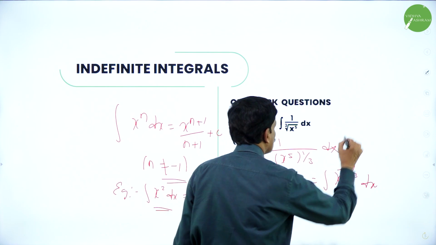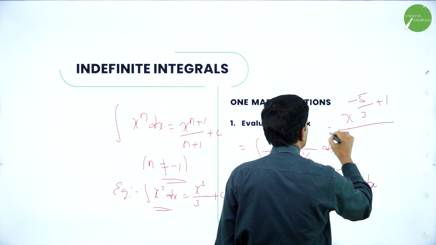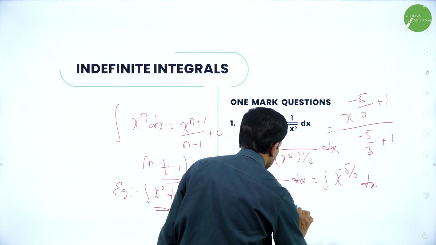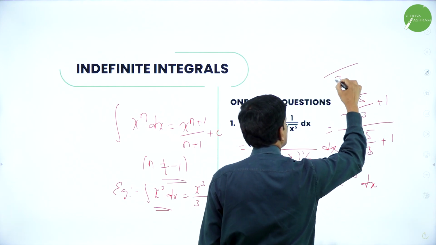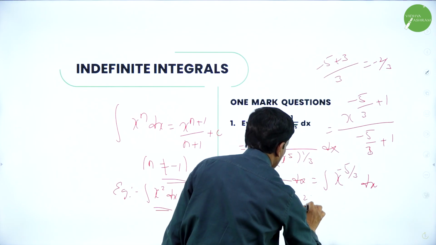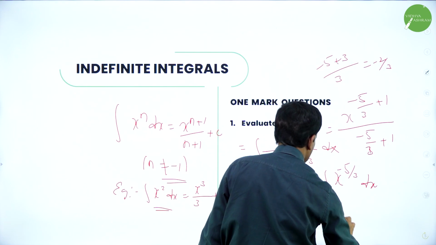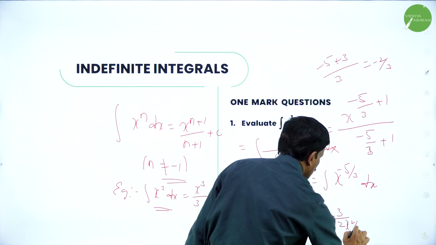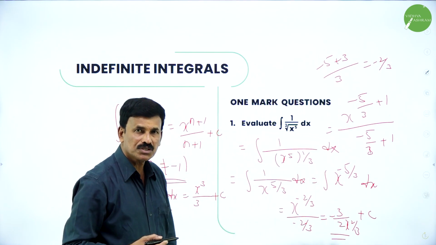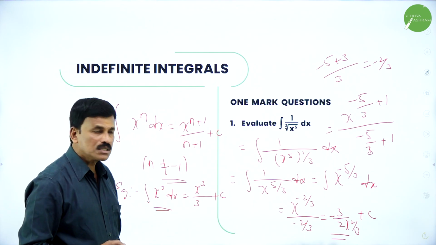Now integrate it. This is equal to x to the power of minus 5 by 3 plus 1, divided by minus 5 by 3 plus 1. That is equal to x to the power of, take LCM, 3 is the LCM, minus 5 plus 3 is minus 2 by 3. So x to the power of minus 2 by 3 divided by minus 2 by 3, or this can also be written as minus 3 by 2, bring this to the denominator, x to the power of 2 by 3, plus c. So the integrated answer is minus 3 divided by 2 into x to the power of 2 by 3 plus c. 1 mark. Now move on to the next problem.